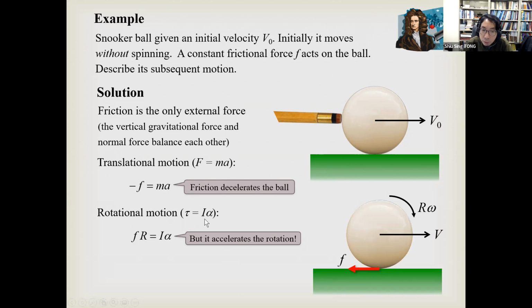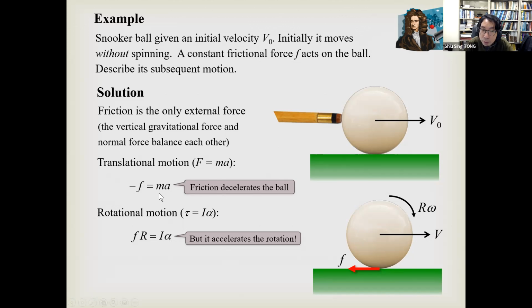I also have to set up the rotational motion equation. The torque due to the frictional force is F multiplied by the radius R of the snooker ball. And that's equal to the moment of inertia I of the ball multiplied by alpha, the angular acceleration.